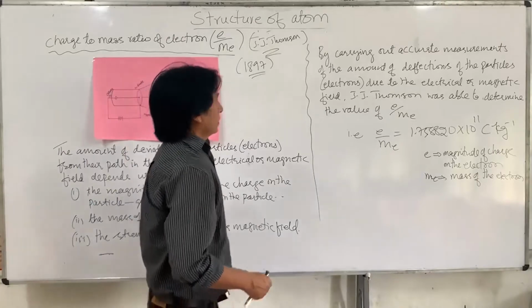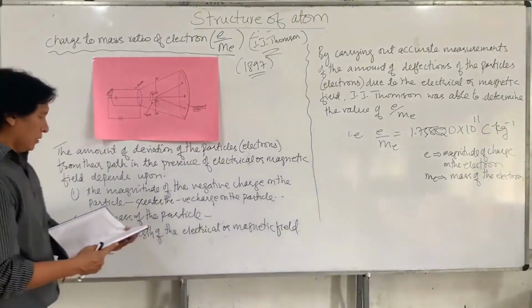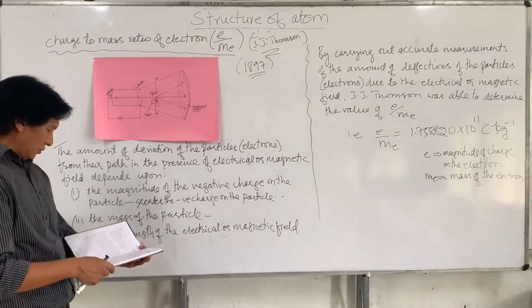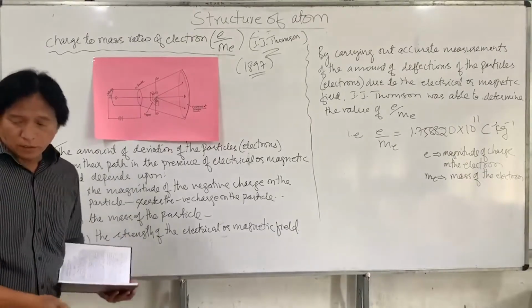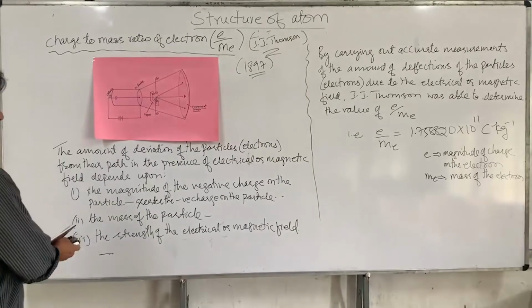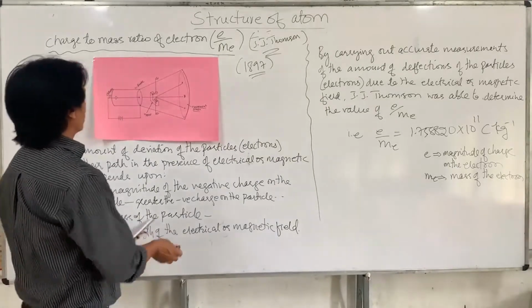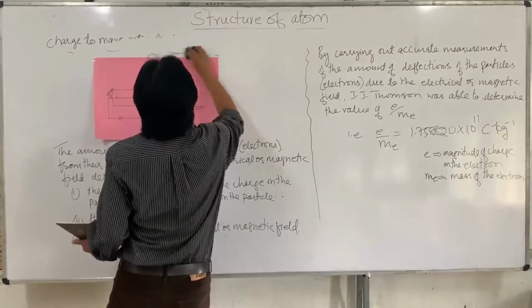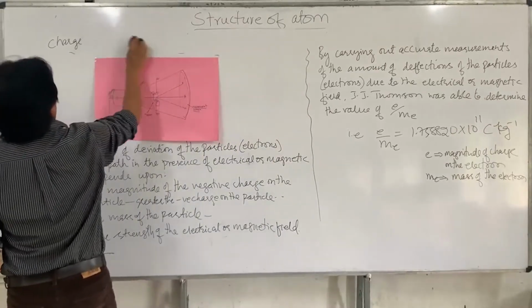Now let us see something very important and very interesting that happened after that. That is the charge on the electron. You're going to see who actually discovered this thing called the charge on the electron. So the next thing that we're going to take up is the charge on the electron.